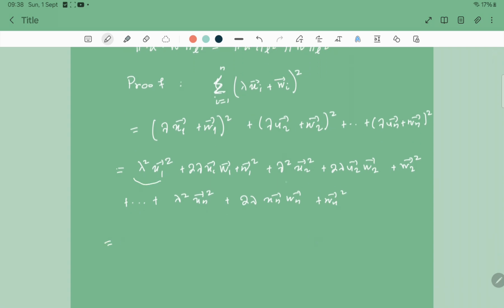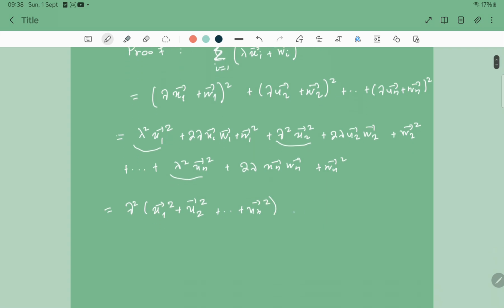What can I get from here? The terms that have lambda squared, I can write lambda squared as a common factor, and inside the brackets I have the sum u1 squared plus u2 squared plus un squared. Plus 2 lambda, again I take the common factor, and inside I have products of ui's and wi's: u1 w1 plus u2 w2 plus un wn. Plus now the w's: w1 squared plus w2 squared plus wn squared.